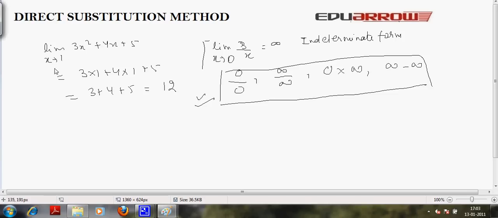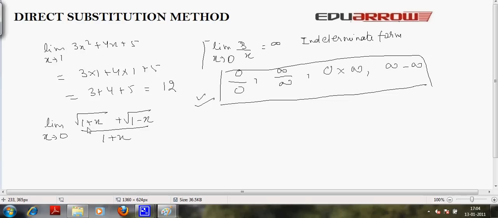The direct substitution method is applied to a function in which we can directly apply the limit, and we will get a fixed real number as the answer. Suppose we consider the example: limit x tends to 0 of square root of 1 plus x plus square root of 1 minus x, divided by 1 plus x. So we can directly apply the limit here.